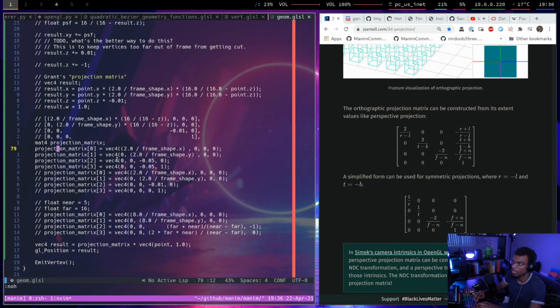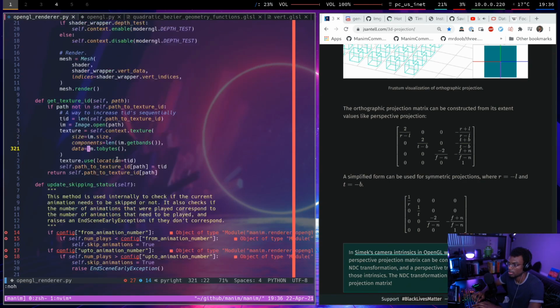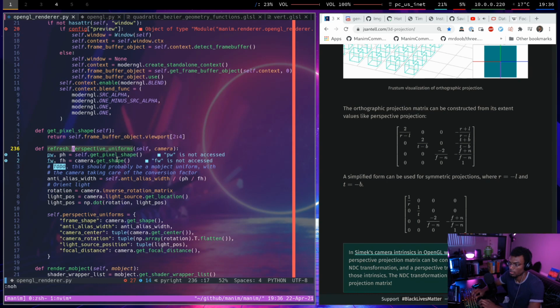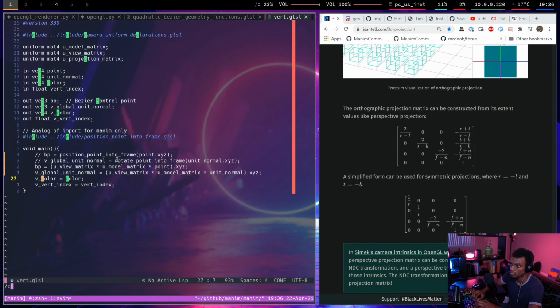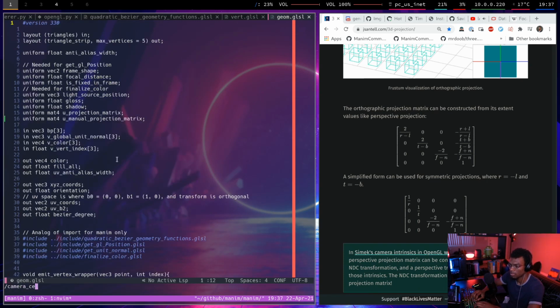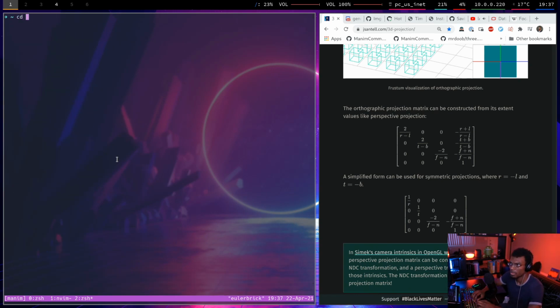Let me see what the perspective uniforms are. That could be a hint. The frame shape, anti-alias width, the camera center. It has to have to do with the camera center. Which I don't think is used here. Is it used in the geometry shader? No. Which makes me wonder where it's used at all.